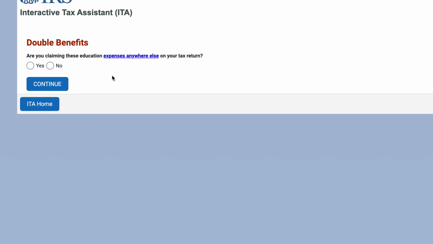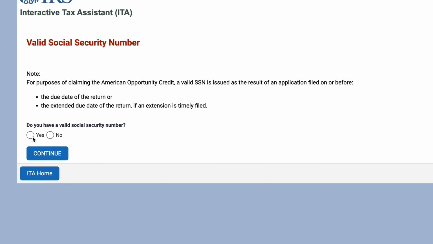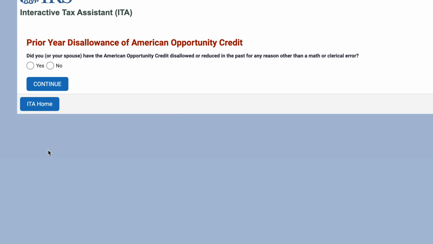Are you claiming these education expenses anywhere else on your tax return? Does the student have a valid Social Security number? So for the American Opportunity Credit, a valid Social Security number has to be issued to the person that you're claiming the credit for. And then you also have to have a valid Social Security number.